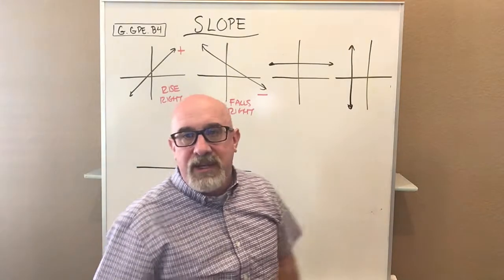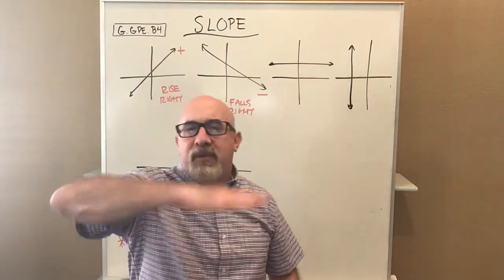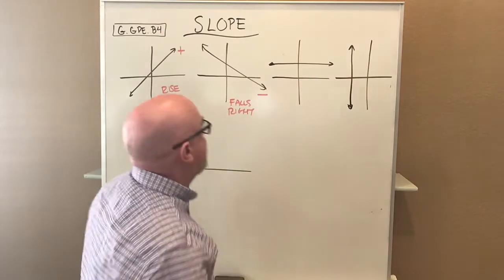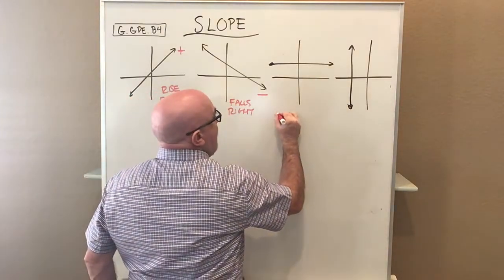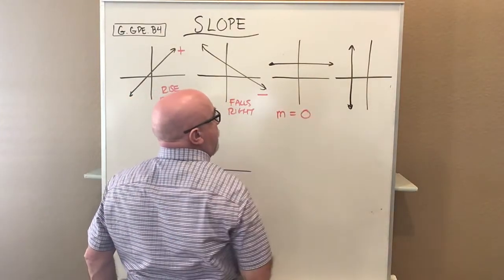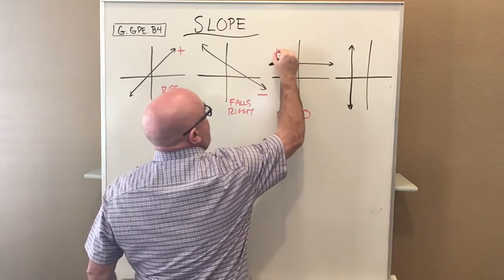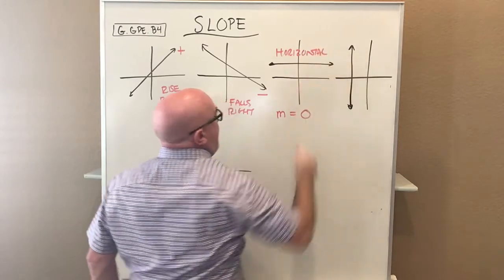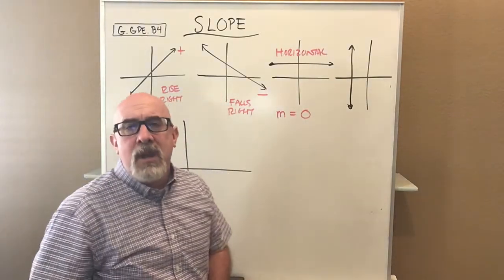These are kind of unique. If you think about a slope of a hill that looks like this, it has zero slope, and that's what this is. This slope value, or m, equals 0. This is a horizontal line, and it will always have a slope of 0.